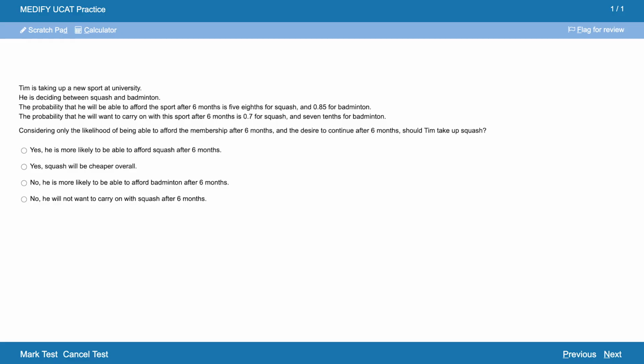With questions like this, I would first skim through the information and then go to the question so that you know what it's referring to. So let's have a look at this question. Tim is taking up a new sport at university. He is deciding between squash and badminton. The probability that he will be able to afford the sport after 6 months is 5/8 for squash and 0.85 for badminton. The probability that he will want to carry on with this sport after 6 months is 0.7 for squash and 7/10 for badminton. Considering only the likelihood of being able to afford the membership after 6 months and the desire to continue after 6 months, should Tim take up squash?